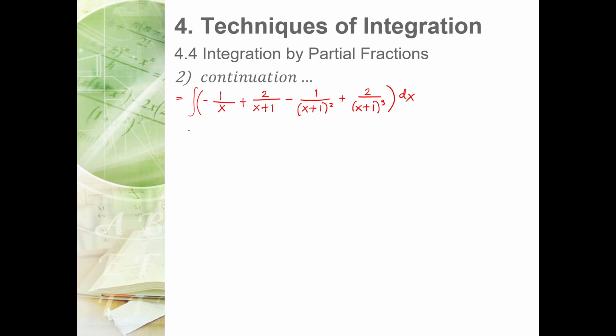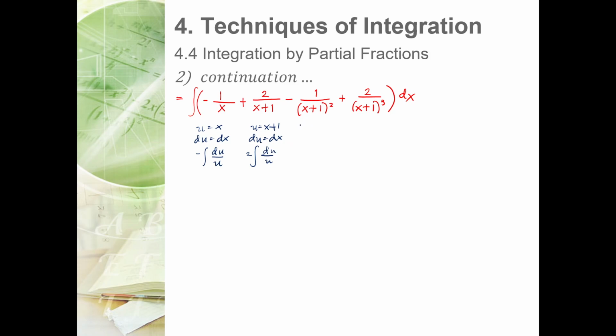Okay, so if we try to integrate this one individually, so this becomes negative ln, right? So for this one, we let u is equal to x, and then du is equal to dx. So we have the integral of negative du over u. That's the first term. The second term, let u is equal to x plus 1. Then du is still dx. So the integral becomes 2 integral of du over u.